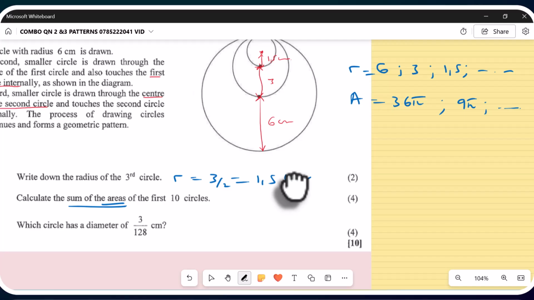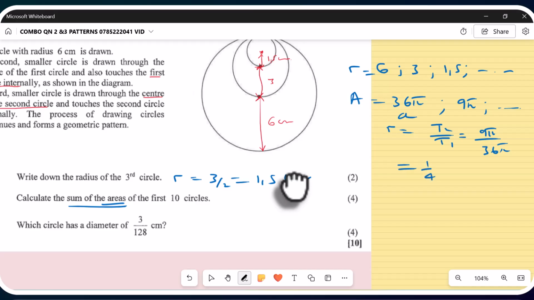Now I'm looking for the sum of the first 10 circles. So I'm looking for S10. The formula says it is A into 1 minus common ratio power n, divided by 1 minus r, all together. So this is Sn. So for S10, I'm going to substitute now.